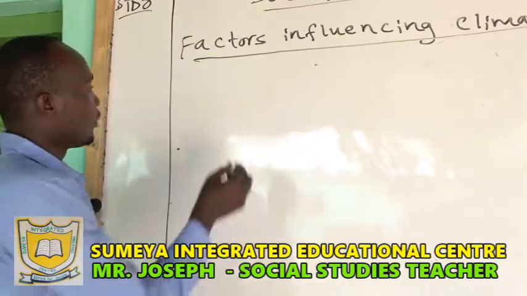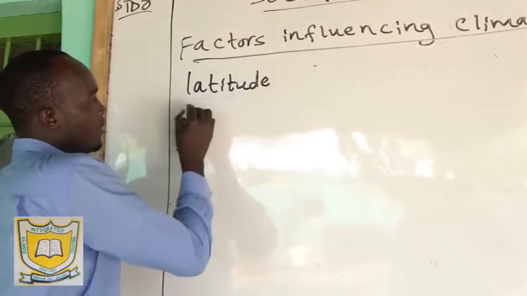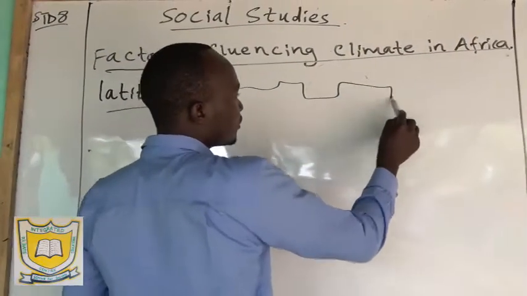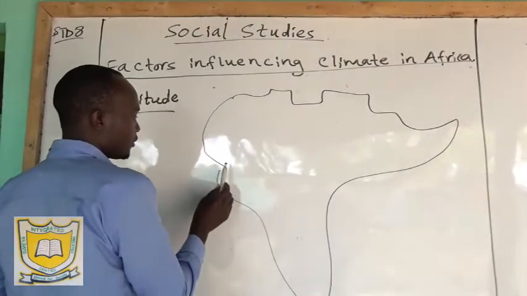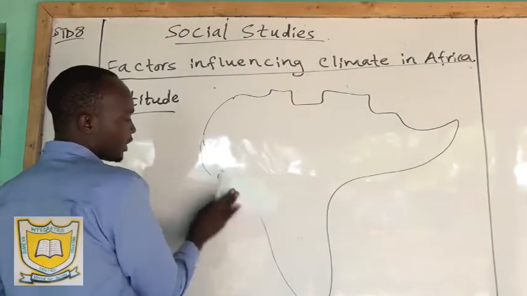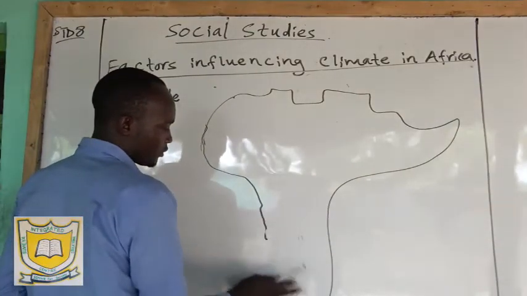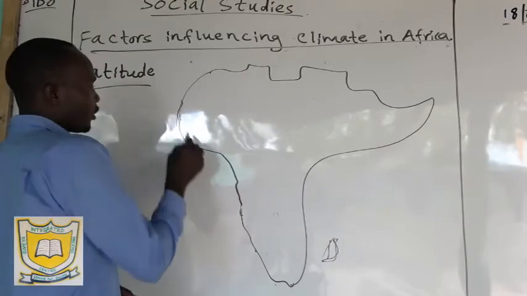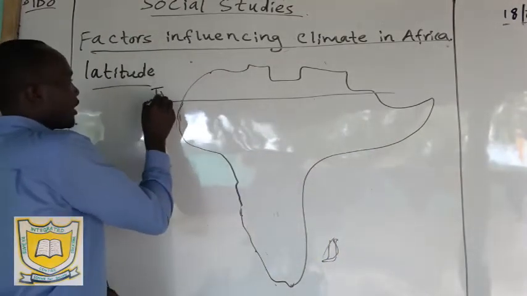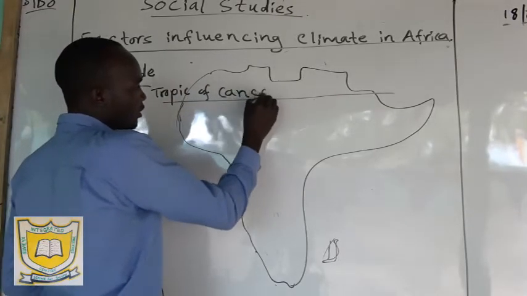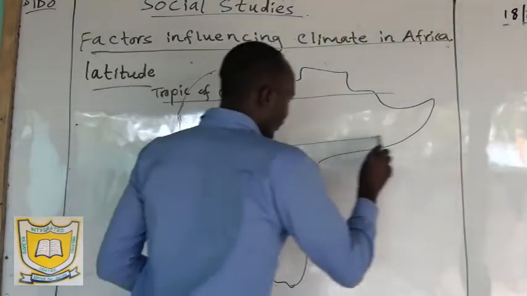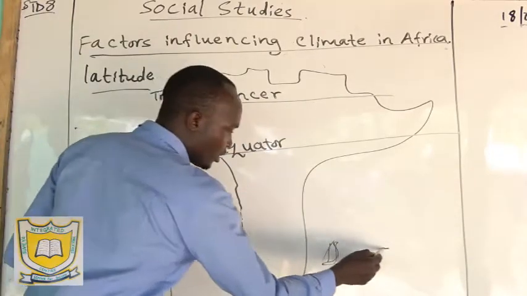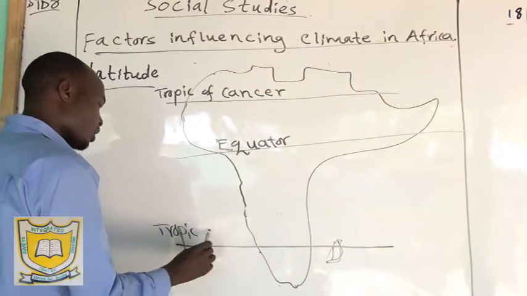Another factor we want to look at today is latitude. Latitude is also another factor that affects the climate of a place. If I may draw a sketch of the map of Africa, I will just sketch it like this. This is just a sketch of the map of Africa. So here in the north we have what we call the Tropic of Cancer. This is one of the latitudes. Then here we have the equator. The equator is the major latitude in Africa. And then here we have what we call the Tropic of Capricorn.